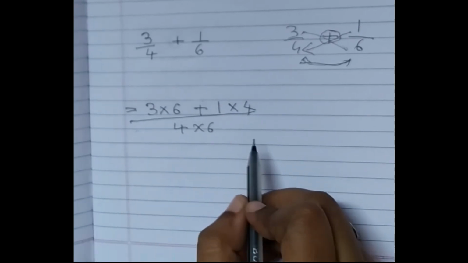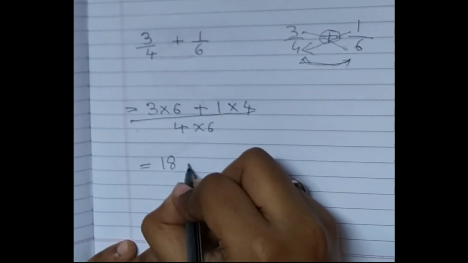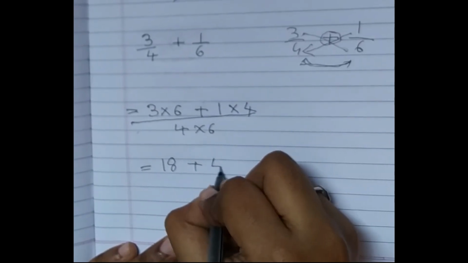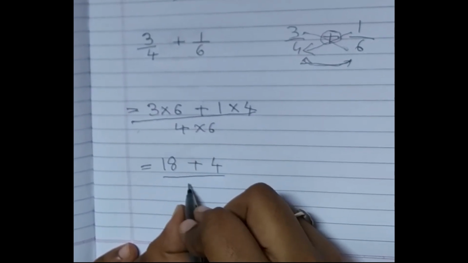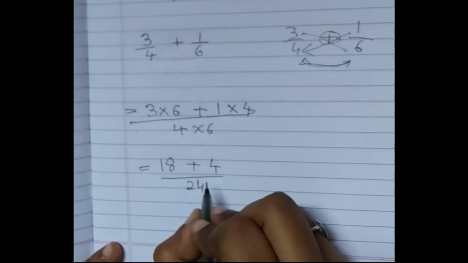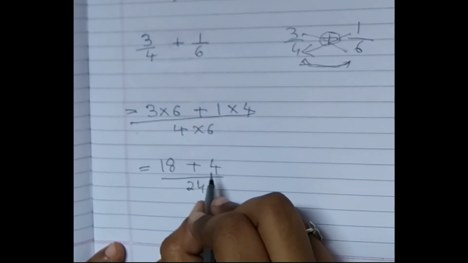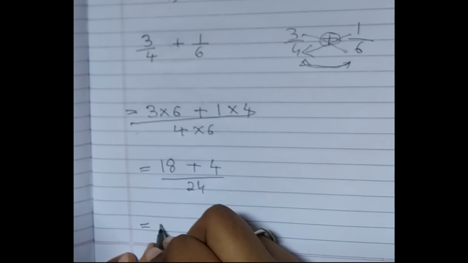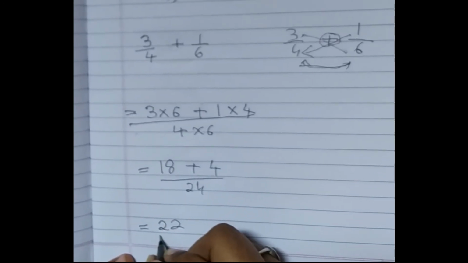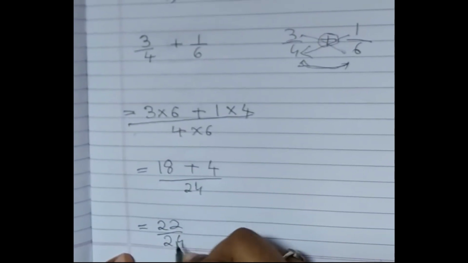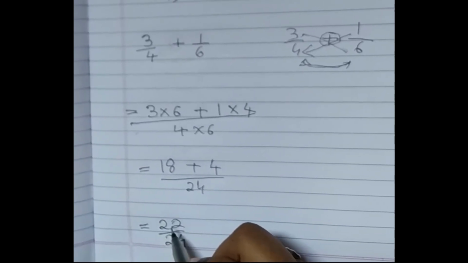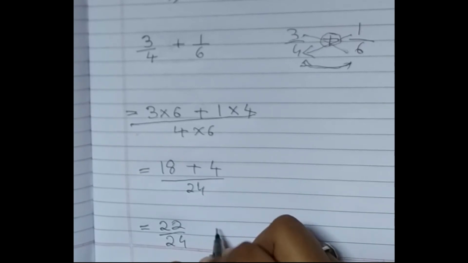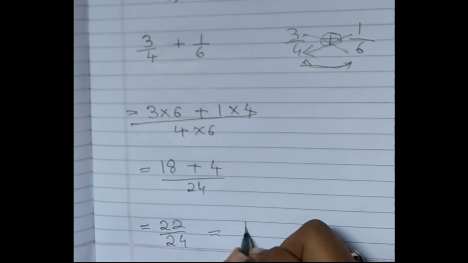Okay, this is how we will do. 3 6s are 18 plus 4 1s are 4 upon 4 6s are 24. So what will be the answer? 18 plus 4 equal to 22 upon 24, the answer. Now this we can reduce it further, right? 2 11s are 22 and 2 12s are 24. So equal to 11 upon 12.